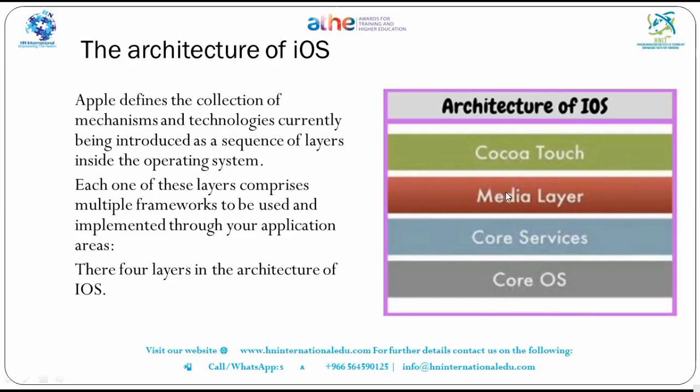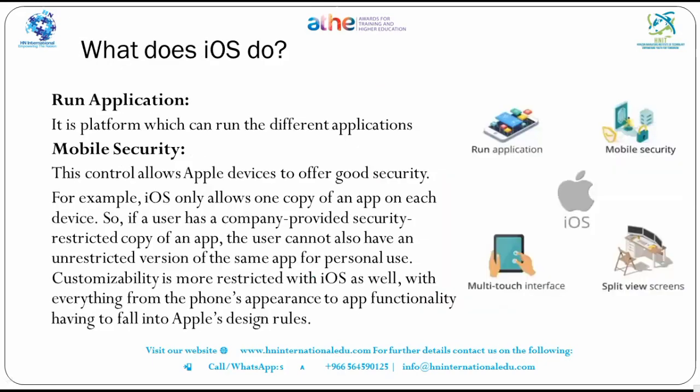There are 4 layers in the architecture of iOS. You can see here that there are 4 layers: Cocoa Touch, media layer, core services, and core operating system. We will discuss them later one by one. So now what does iOS do? Sorry, what is the purpose of iOS? It runs applications. It has mobile security. It provides multi-touch interfaces, and it provides split view screens. One by one, we will discuss them.